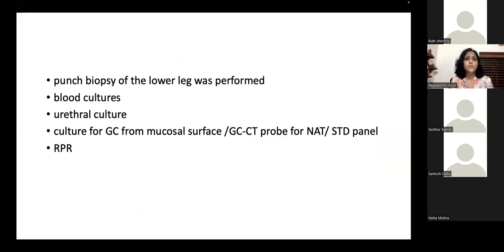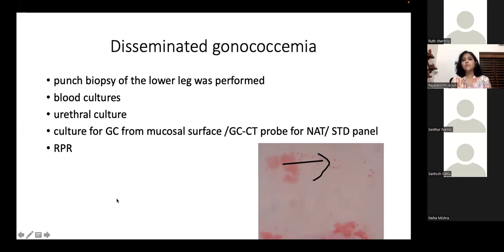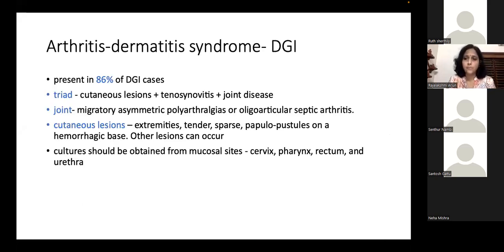A punch biopsy of the lower leg was done, blood cultures were sent, and a urethral culture was also sent. In such cases, we also send a combined gonococcal chlamydia probe for nucleic acid test, or the STD panel, and a syphilis screening. And in this patient, the urethral gram stain showed gram negative cocci, and later it was confirmed as a case of disseminated gonococcemia.